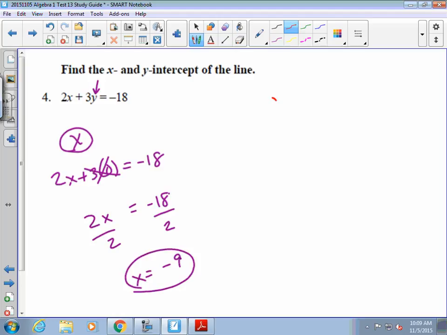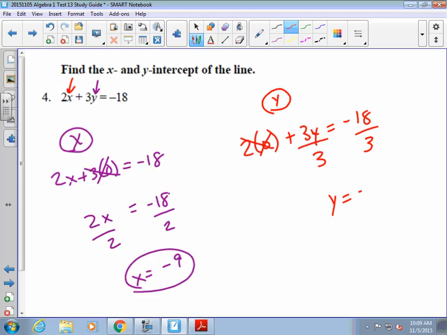In order to find the y-intercept, you're going to plug in 0 for the x. So 2 times 0, again, eliminating that part of the problem, plus 3 times y is equal to negative 18. This is gone. 0 plus anything doesn't matter. 3y equals negative 18. Divide by 3 on both sides, and y's intercept is negative 6. So x is negative 9, and y is negative 6.